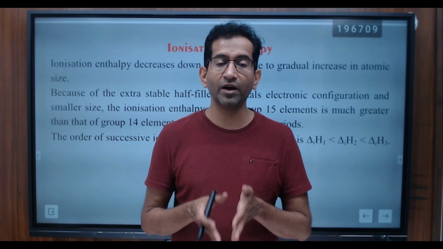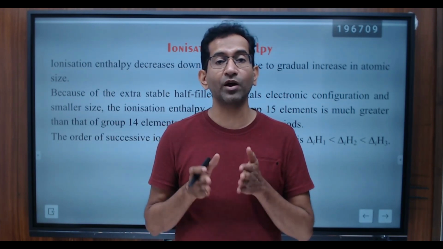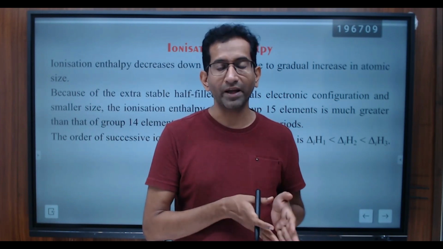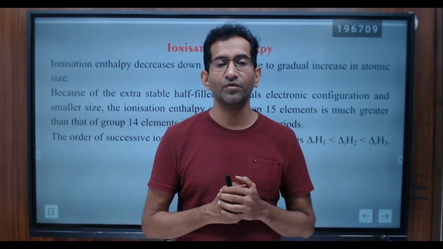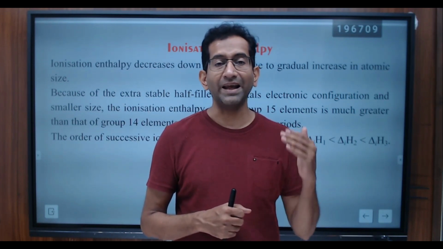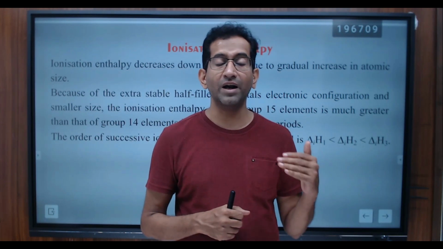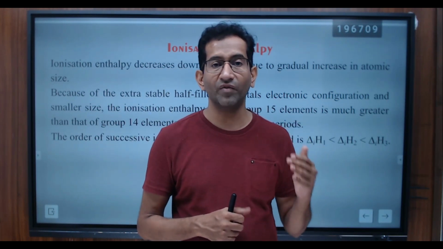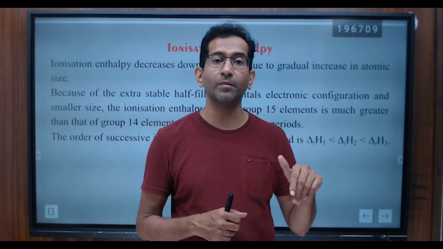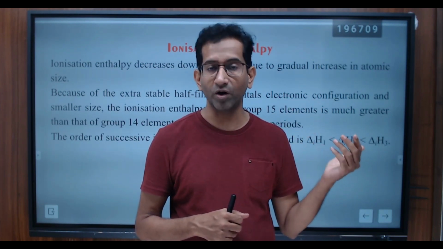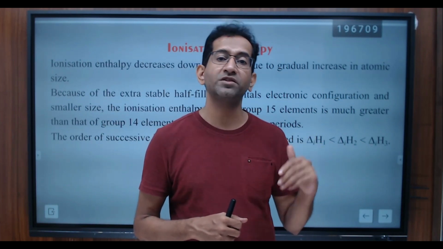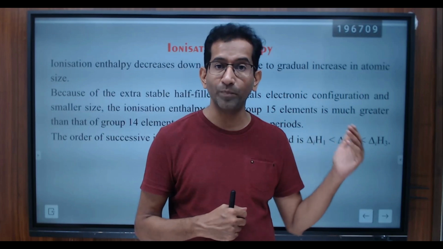But not only that, all these elements have higher ionization energy as compared to elements of group 16 also. Why? Because for group 16 the electron configuration is ns2np4. ns2np4 elements have always a tendency to attain the stable electron configuration of ns2np3. So they have always a tendency to lose the electron and to achieve the electron configuration of ns2np3.